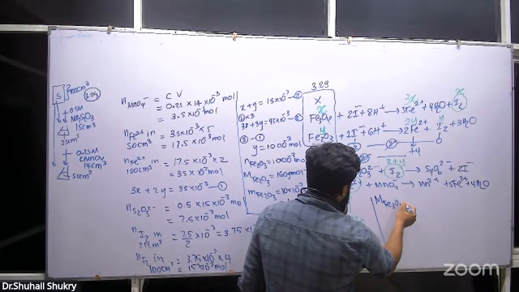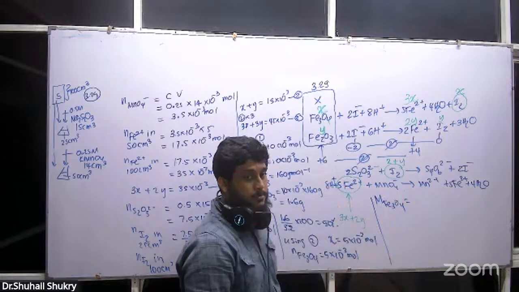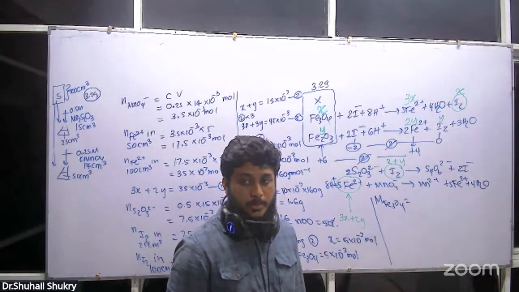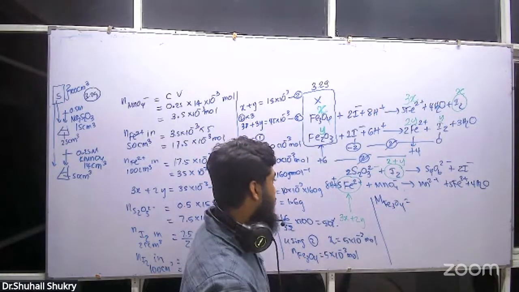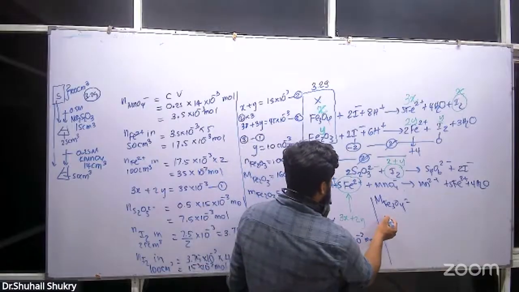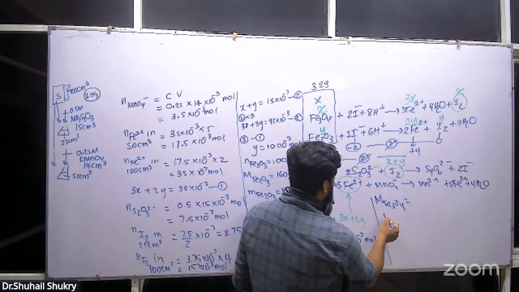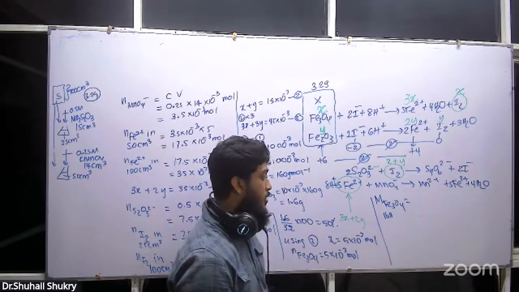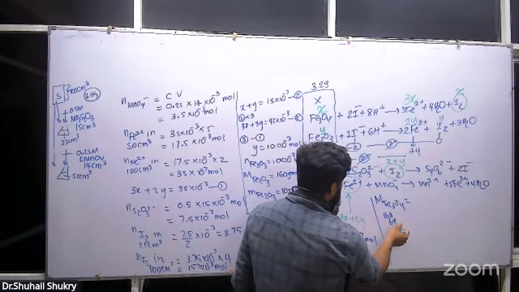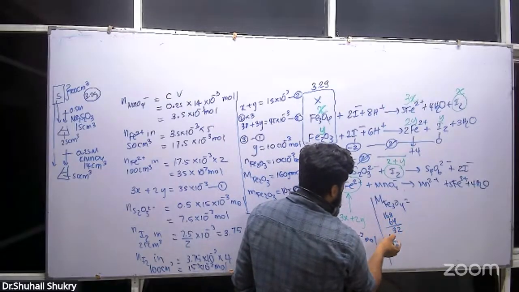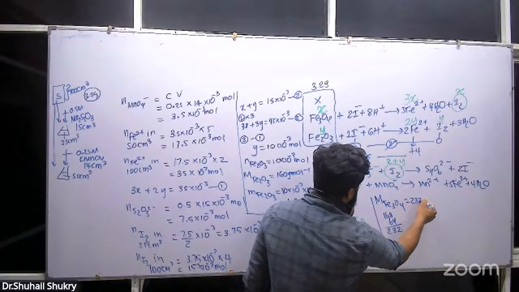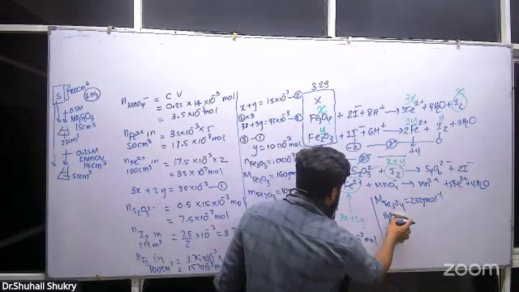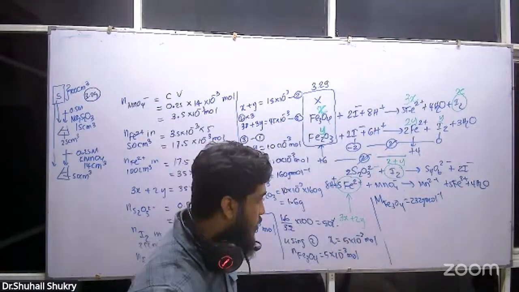Capital M of Fe3O4 is how much, son? Adding everything, it comes to 200-something. No one found it. Then 56 into 3 means how much? 56 into 3 is 168. Oh, 4 means 64. If we add this, 8 and 4 is 12. So 232 grams per mole. If it is 232 grams per mole, you can find the simple name Fe3O4. You get the mass of Fe3O4.